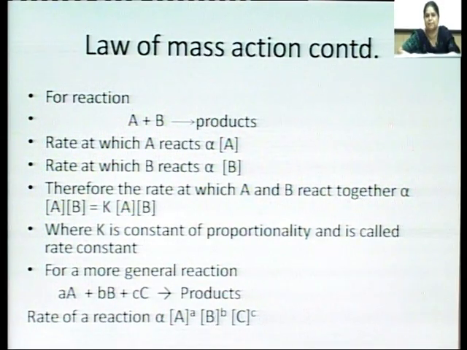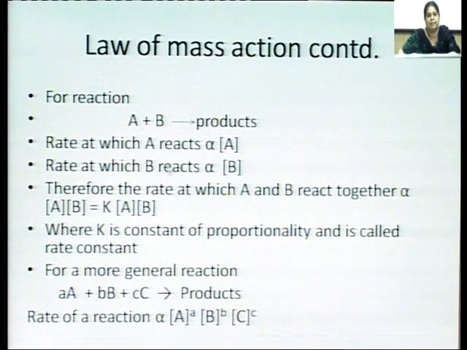Now, this example is for a general reaction in which the reactant A reacts with another reactant B to give us the product. The rate at which A reacts will be directly proportional to its active mass or the molar concentration of A. These square brackets in which the reactant is enclosed represent the molar concentration. Similarly, the rate at which B reacts is directly proportional to the active mass or the molar concentration of the reactant B.